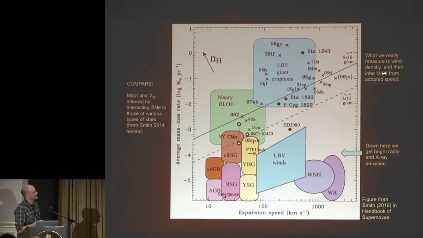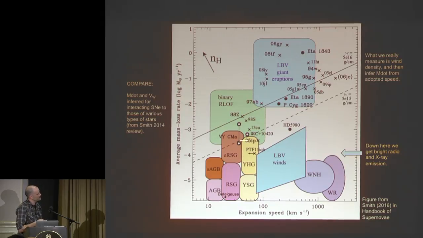And these lines represent the wind density you need. This one is for the circumstellar interaction to compete with a normal type 2 plateau supernova. And this one is to enhance the luminosity of the supernova and make it brighter. So these are sort of like the minimum wind densities you need to make a type 2N, basically. And a lot of the type 2Ns are way above this, and the only things that have mass loss rates that high are LBV giant eruptions or mass transfer rates.